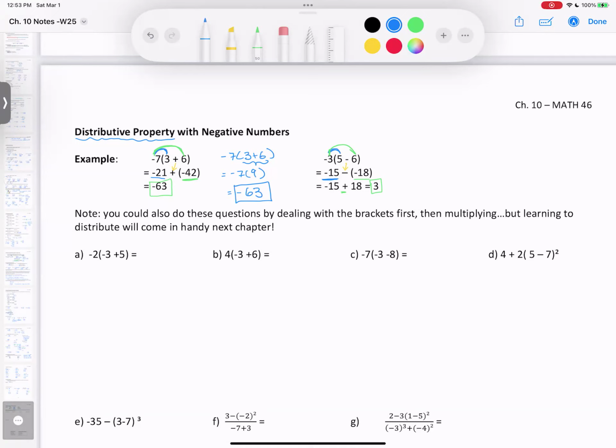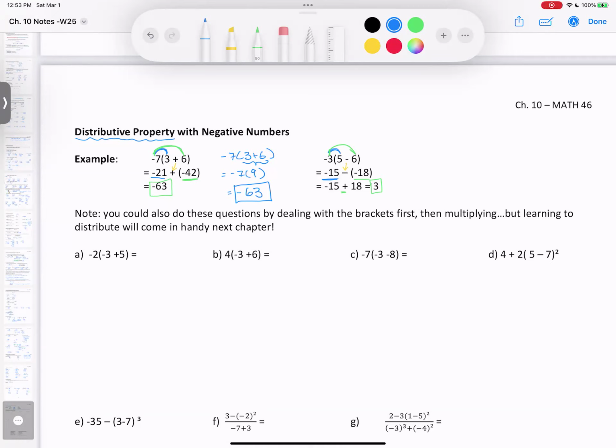But knowing how to do the distributive property is important. It's going to help us a lot with our next chapter. Because in the next chapter, instead of just having integers inside your brackets, like 3 plus 6, maybe you'll have a 3 plus x. And so you can no longer add them together. But stay tuned for that for later.